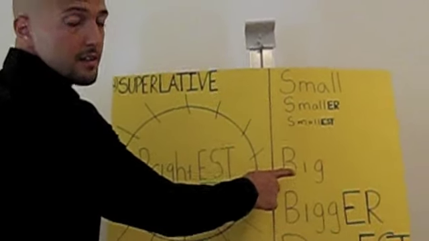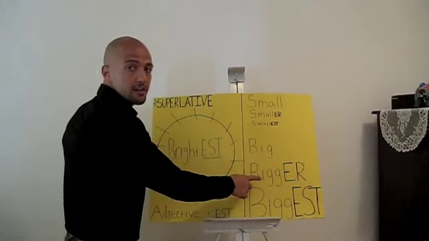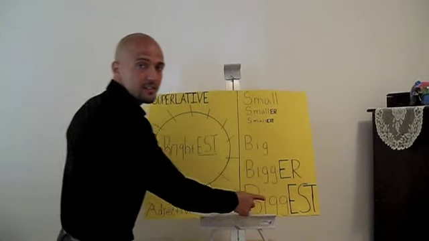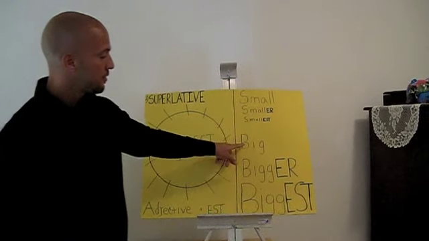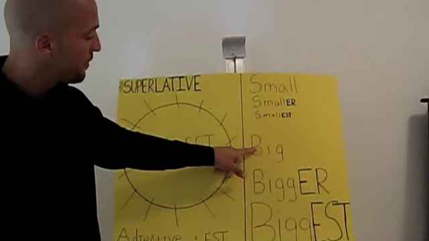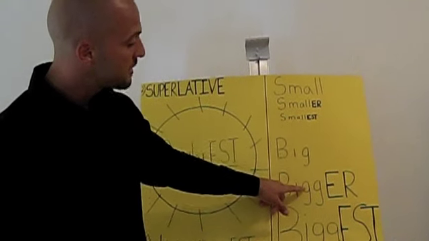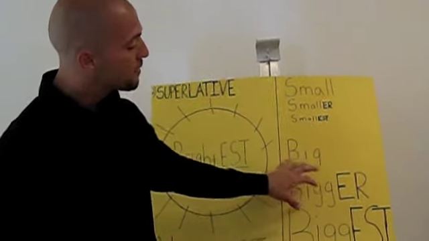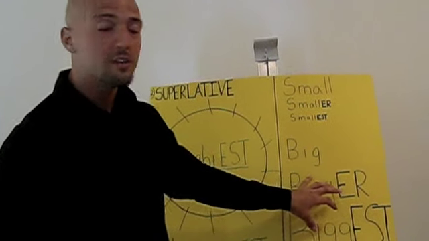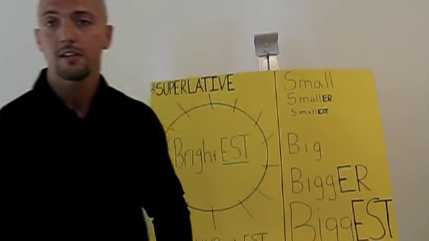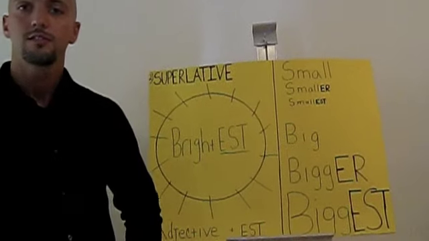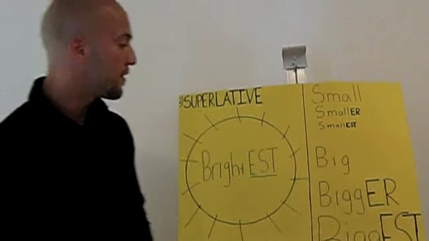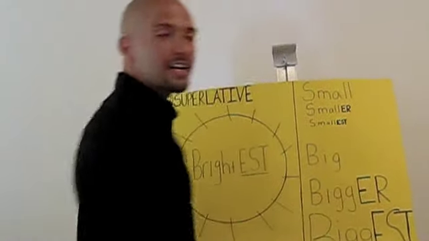Big, bigger, biggest. Base word, base adjective, big. Did anybody notice something different here? Can anyone tell me a difference between the way we formed the comparative and superlative here and the way we formed it here? You added a letter? Right, very good. I added a letter. Do you have any idea why?